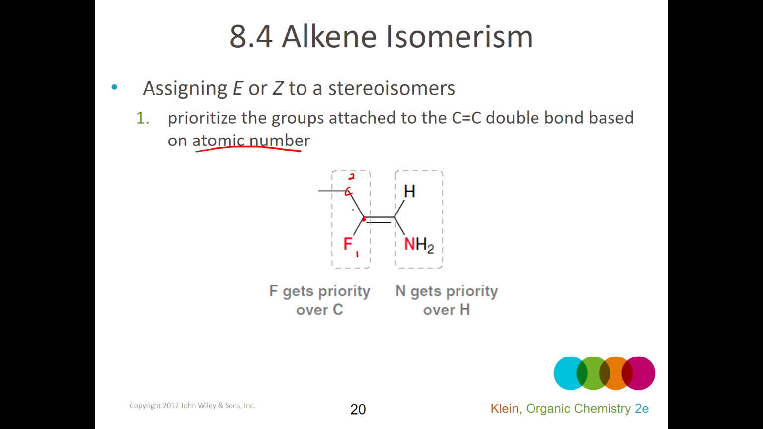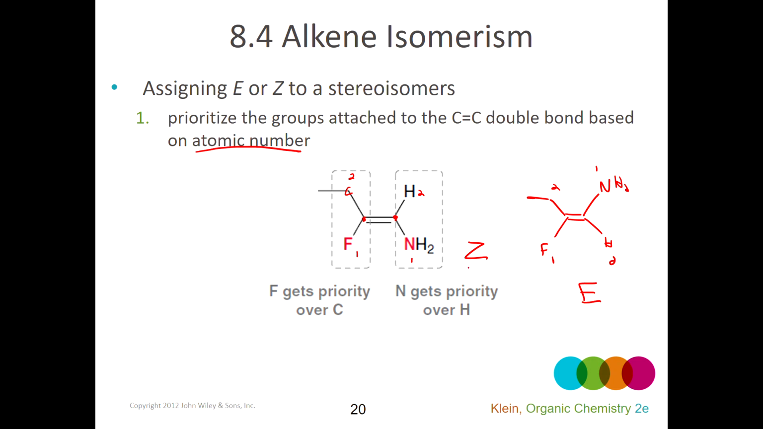So I'm prioritizing the 2 groups on this carbon, and then separately I'm prioritizing the groups on this carbon. Sometimes students get confused and try to prioritize groups on different carbons. Don't do that. You only need to prioritize the 2 groups on the same carbon. So over here, obviously nitrogen has a higher atomic number than hydrogen. So I'm going to prioritize the groups. And even though they're not identical, and I can't call this cis because I don't have identical groups on the same side, I do have the 2 top priority groups on the same side, which ends up being Z. If I put the 2 top priority groups, which were the fluorine and the NH2, on opposite sides, that would be E.